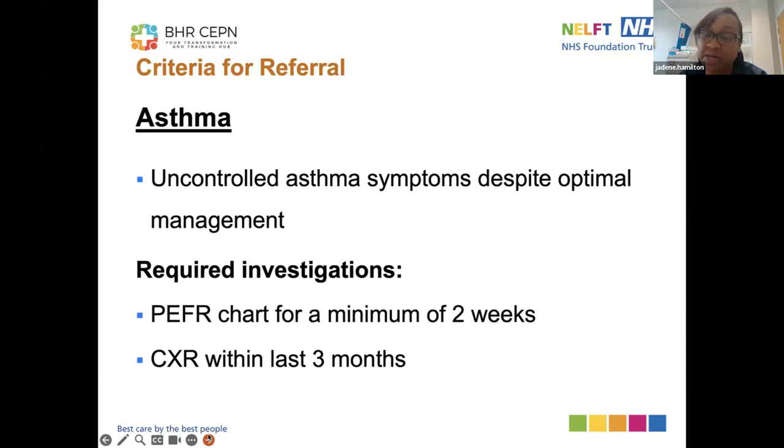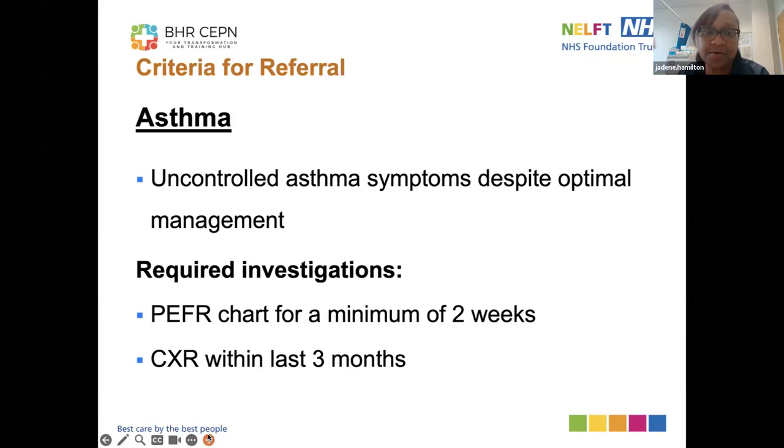Next slide. If you're referring for asthma, we ask that you get the patients to do a peak flow chart, minimum of 2 weeks, just to help us when they come to see us, and also an up-to-date chest x-ray. So the referral for asthma is for those with uncontrolled symptoms despite optimal management.